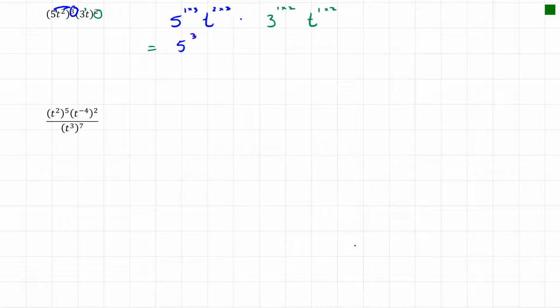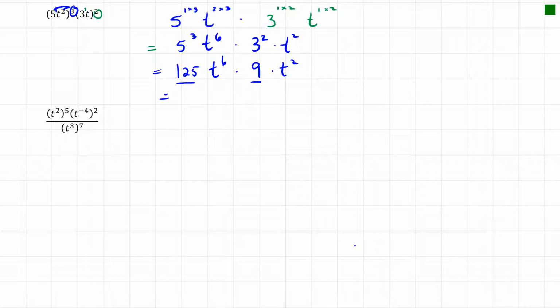So it's 5 cubed, t to the 6th, times 3 squared, times t to the 2. 5 cubed is 125, and 3 squared is 9. And then we multiply the coefficients together. And because we're multiplying bases that are the same, we add these two exponents, which brings it to t to the 8th. In the second example, we're doing the same thing.